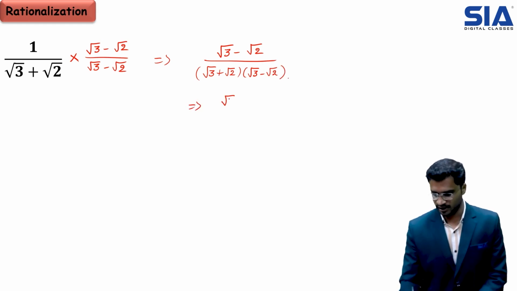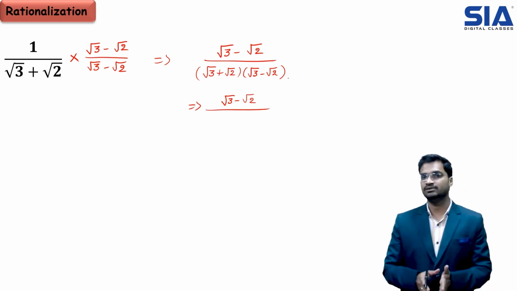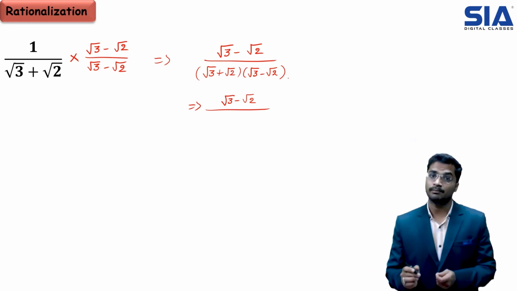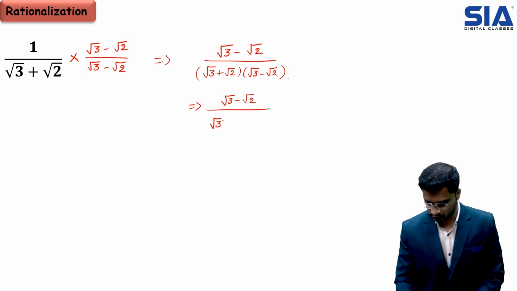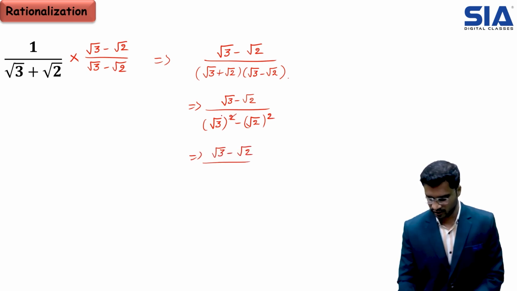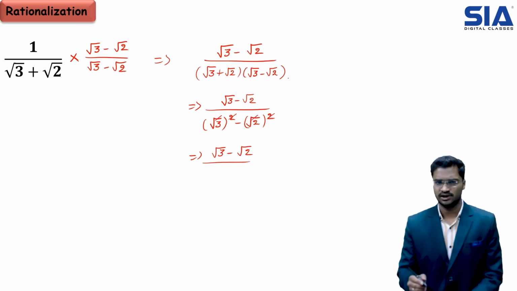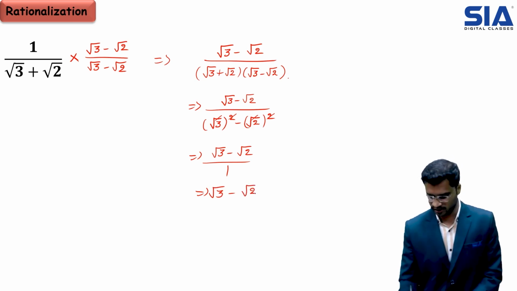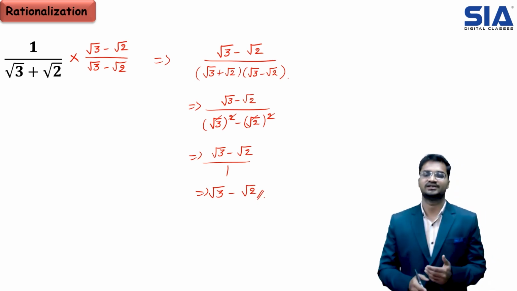In the numerator we have root 3 minus root 2 itself, but the denominator is in the form of a plus b into a minus b, which gives us a square minus b square. So a square is root 3 whole square minus b square is root 2 whole square. The square and root get cancelled, then 3 minus 2 is 1. So the value of 1 by root 3 plus root 2 is root 3 minus root 2. In this way rationalization is done.